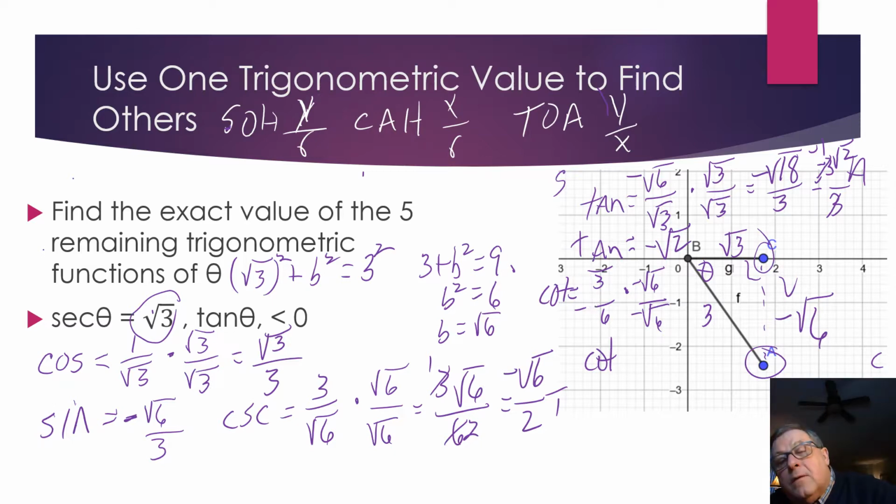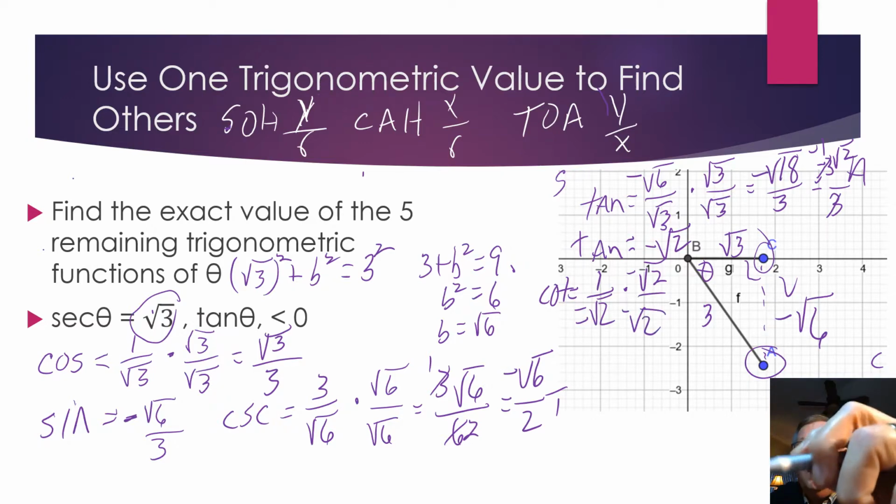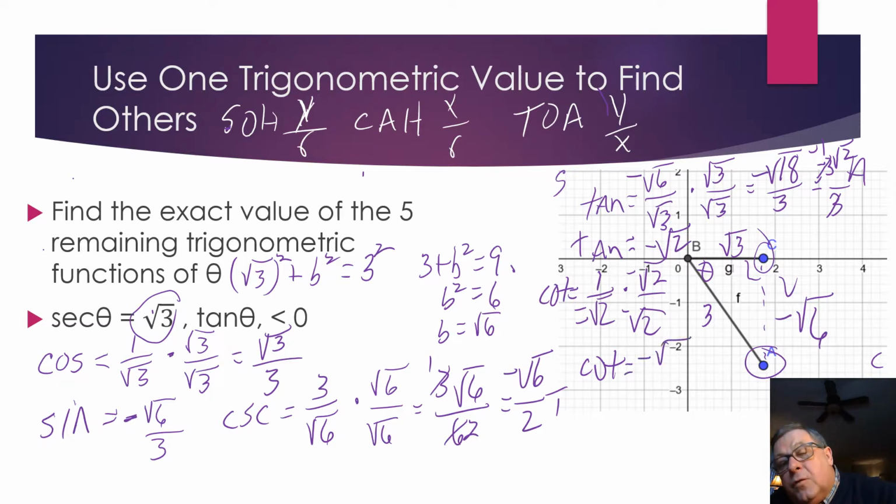Let me go back in here, rather than deal with all this. If the tangent is negative square root of 2, then the cotangent is 1 over negative square root of 2. Let's rationalize the denominator. Negative square root of 2 over negative square root of 2. And this cotangent then is going to equal negative square root of 2 over 2. Yeah, Shazam. All right, let's kind of see what we got here.